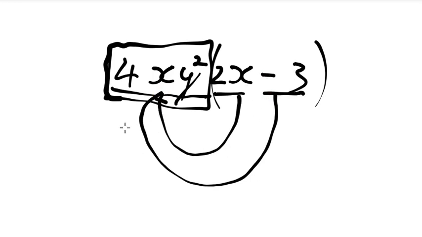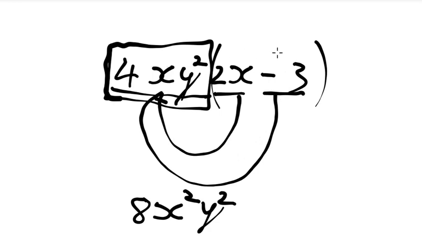Alright, so 4 times 2, numbers first, 4 2's are 8, and then we've got x times x for x squared, and then y squared, there's nothing else here, so just y squared on the end there. 8x squared y squared.